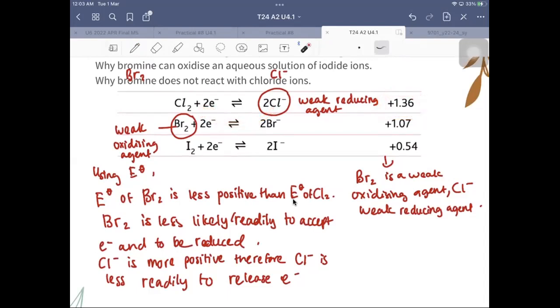Okay, so the explanation can be a little bit confusing, so I'll just repeat that and make sure you understand what I'm saying. The E naught of bromine is less positive than the E naught of Cl2. So bromine is less likely to accept electrons and be reduced. That means bromine doesn't want to proceed in the forward direction. As for chloride ion, this number is more positive, so it likes to proceed in the forward direction. But here we're saying that chloride will be oxidized to chlorine, and because of the high positive E naught value, the oxidation reaction is less likely to occur.